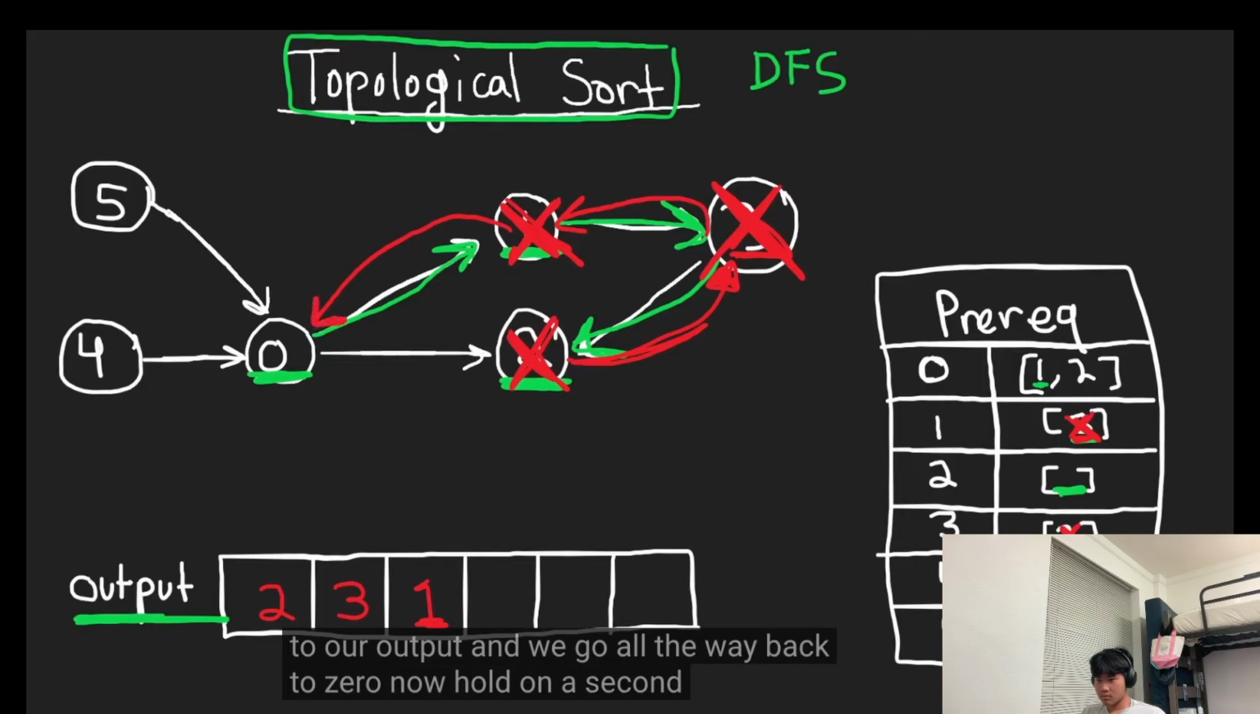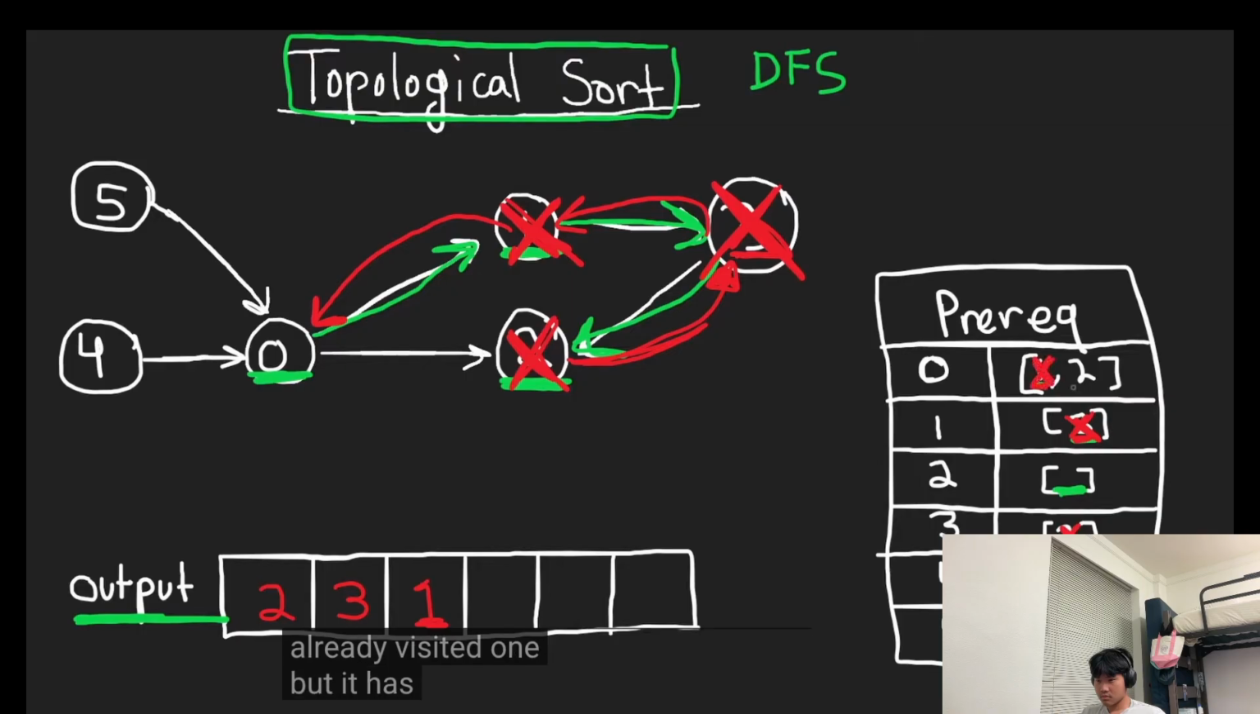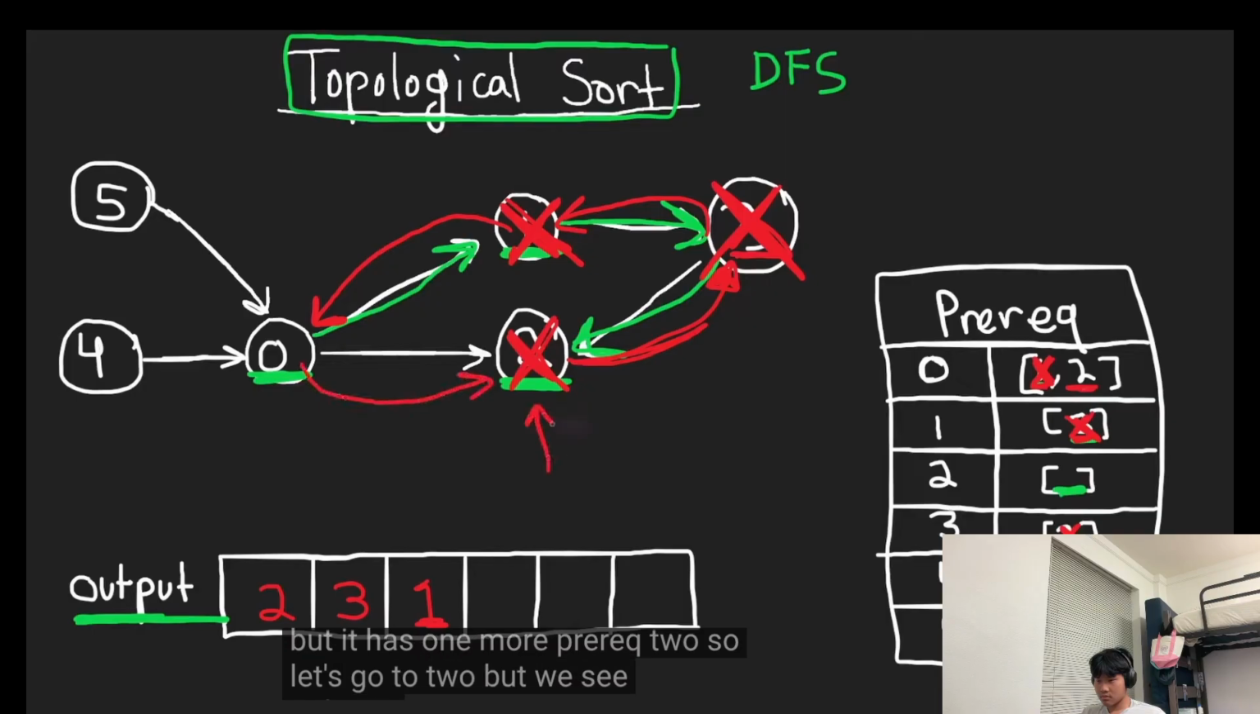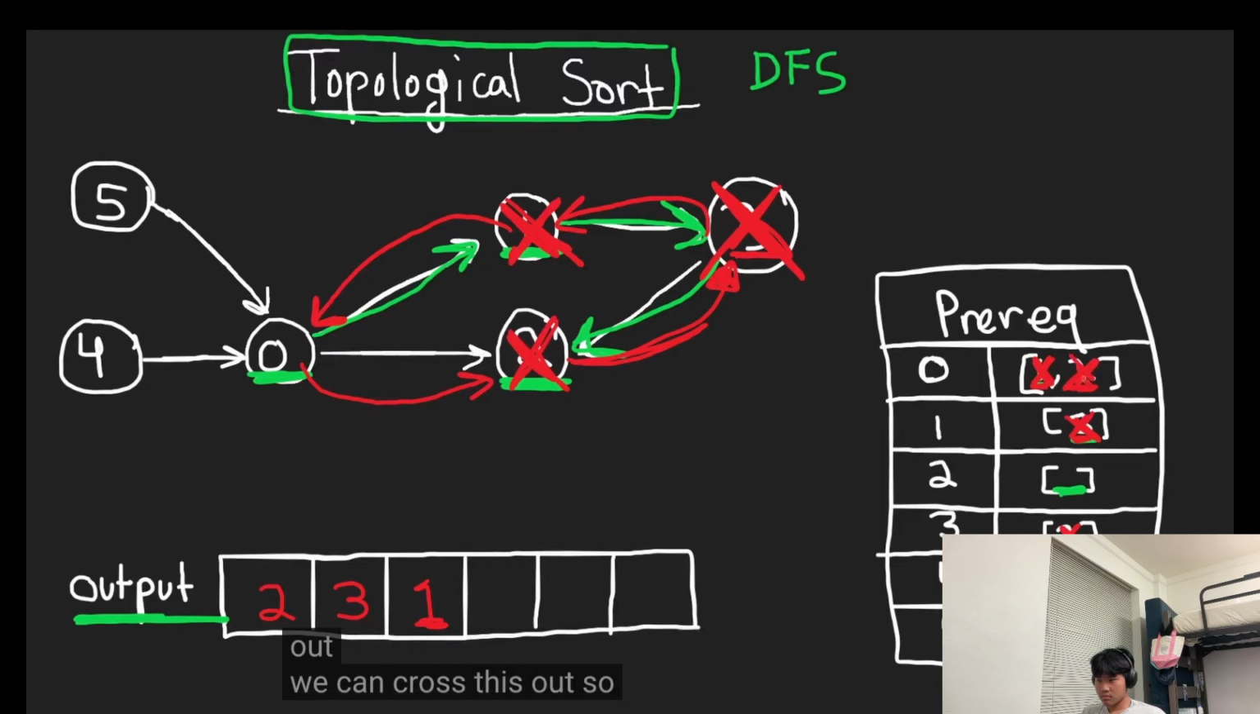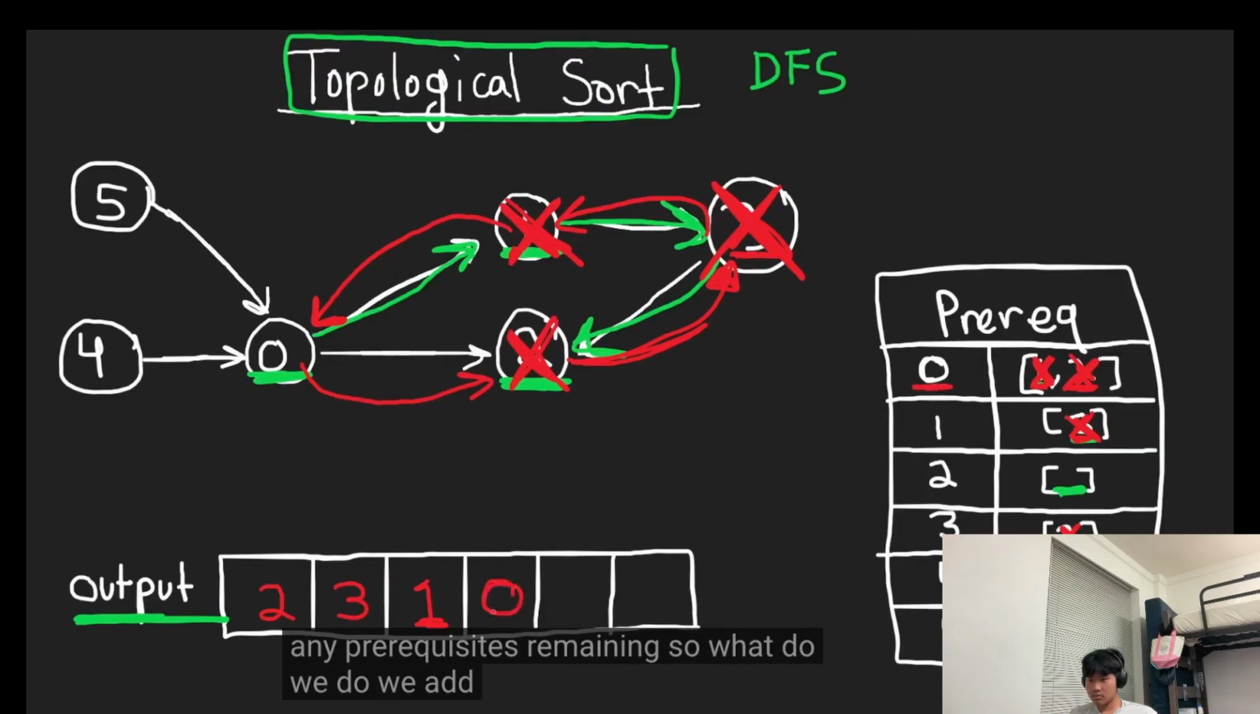Now, hold on a second. So look, 0 has 2 prerequisites, 1, and we already visited 1, but it has one more prereq, 2. So let's go to 2, but we see, right, we already visited it. We don't have to do it again. We can cross this out. So in reality, 0 does not have any prerequisites remaining. So what do we do? We add 0 to our output.